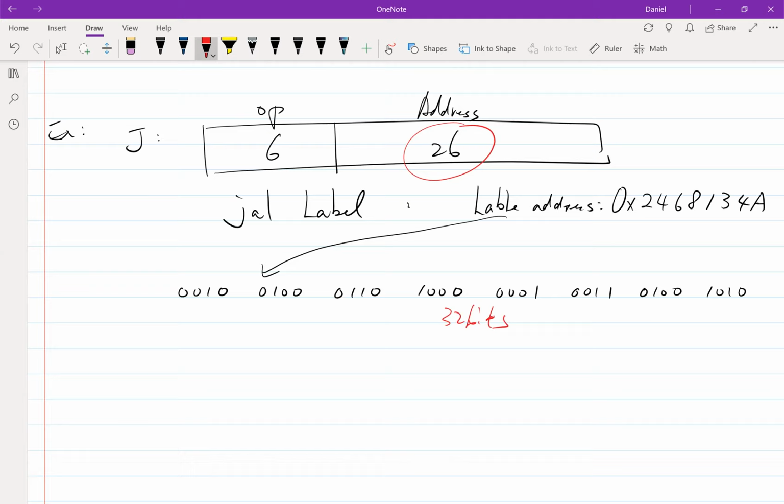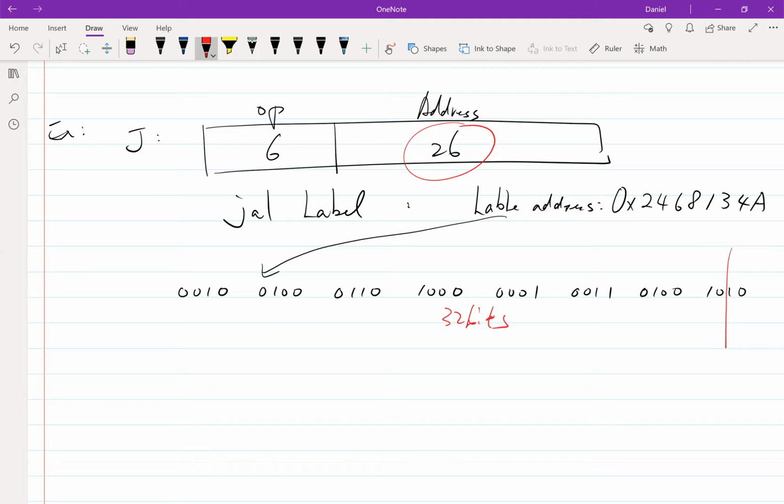Well, we have two assumptions in order to trim the numbers. First of all, we assume that the last 2 bits are known. So in this case, actually, it's not true. And this is actually not a good example, because for an instruction, the address always starts with zero. So let's change that.